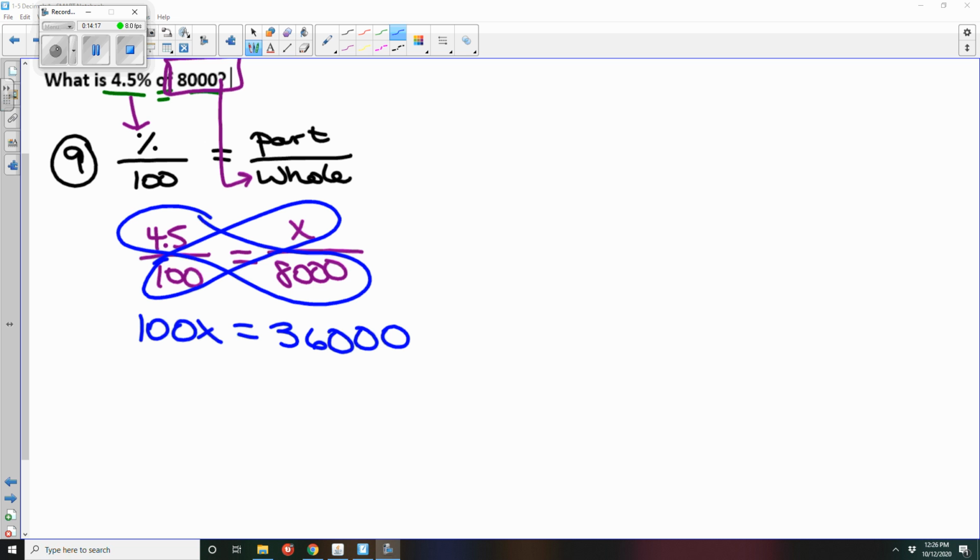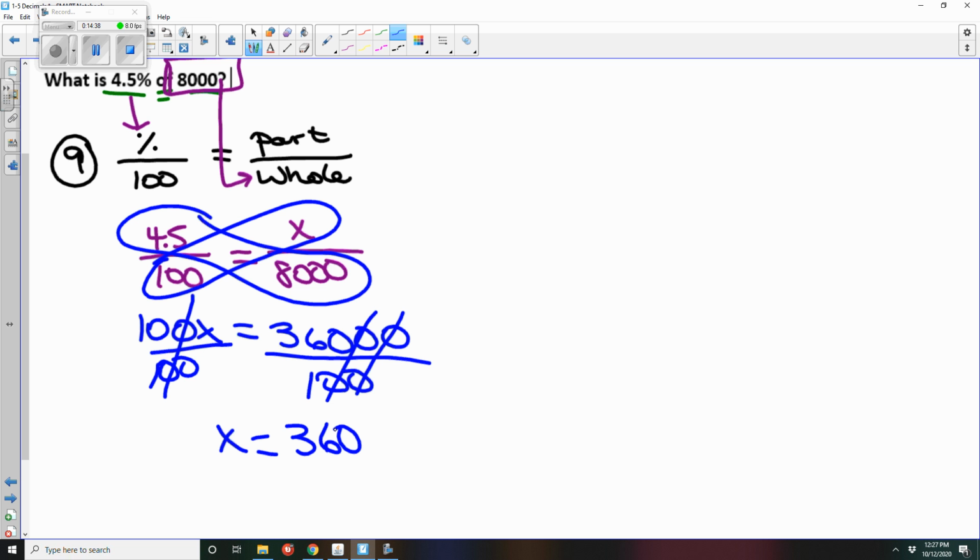Okay, so now what do we do to solve for x? You've got x being multiplied by 100, so you divide both sides by 100. Do you want to know the cool thing about when you divide a really big number by 100? It takes away the zeros, so what's x going to be? 360. You can put it in your calculator. So there we go, 4.5% of 8,000 is 360.